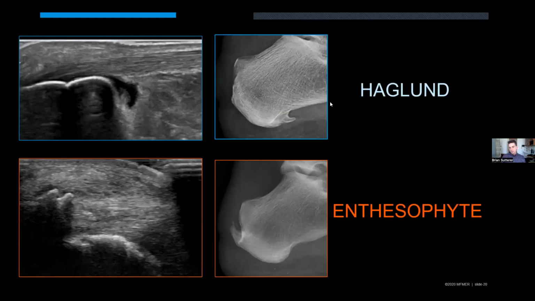Calling back again, just the importance of the difference between a Haglund deformity versus an Enthesophyte when we're looking in this area. So of course the Haglund is going to be more on that superior portion of the calcaneus, sitting right here, more intimately associated with the Retrocalcaneal Bursa, versus Enthesophyte is going to be more at the insertion, that distal portion of the Achilles, and typically more associated with Retro-Achilles Bursitis.